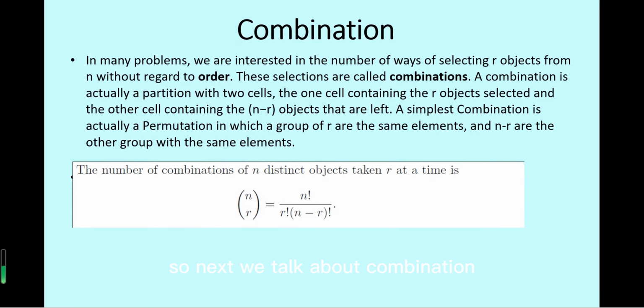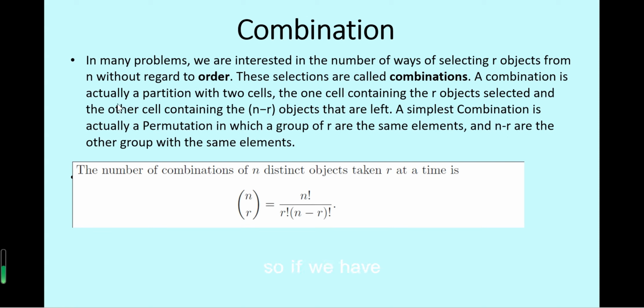So next we talk about combination. In many problems, we are interested in the number of ways of selecting R objects from N without regard to order. This is different from the permutation; these selections are called combinations. Now, combination is actually a partition with 2 cells: one cell containing the R objects selected and the other cell containing the N minus R objects that are left. The simplest combination is actually a permutation in which a group of R are the same elements and N minus R are the other group with the same elements.